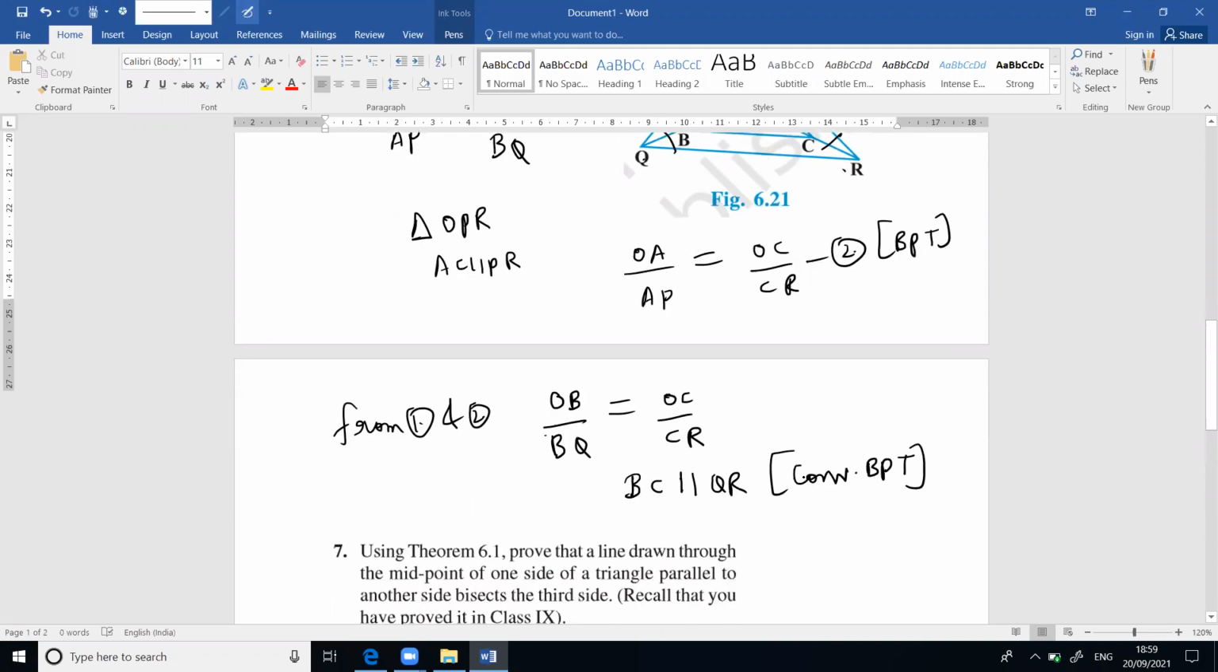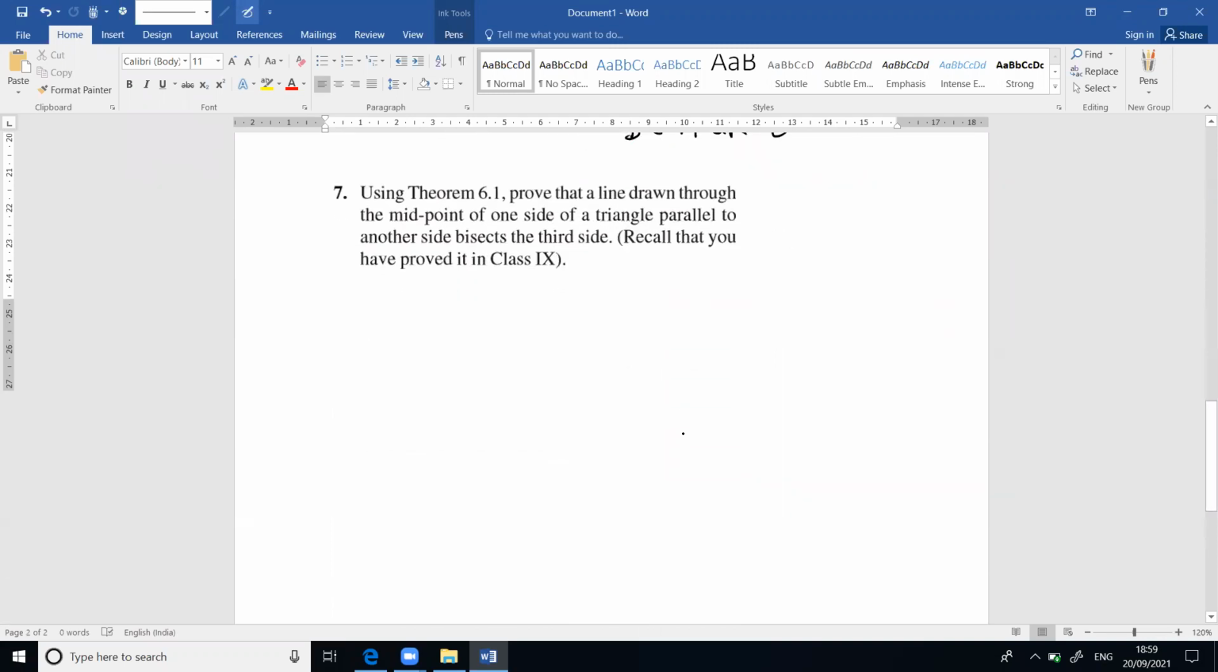Now come to the seventh question. Using theorem 6.1 means the original theorem, basic proportionality theorem. Its converse is 6.2. So using theorem 6.1, you have to prove that a line drawn through the midpoint of one side of the triangle. Now you consider any triangle. I have considered triangle ABC. A line is drawn through the midpoint of one side of the triangle. Now you consider this one side as AB, and you consider its midpoint.